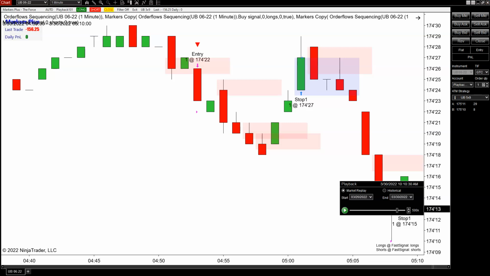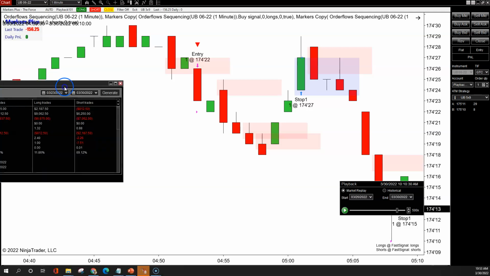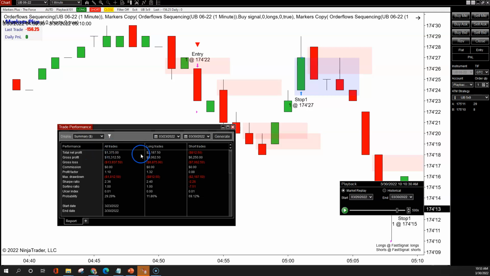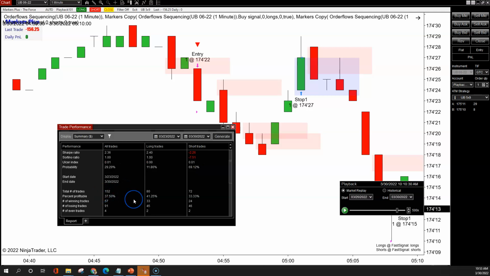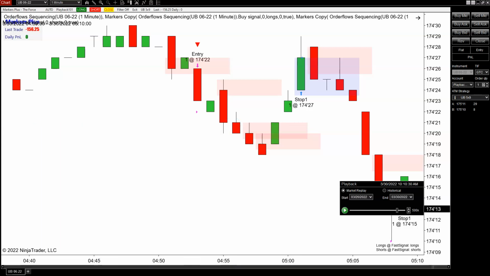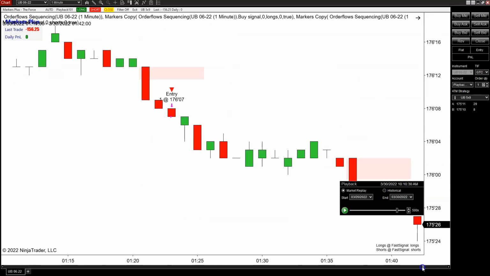Now, let's look at this trade performance, right? So total net profit for Monday, Tuesday, Wednesday so far, $1,300. Most of it came on Monday. Right now, Wednesday is kind of break even, and Tuesday was kind of break even. Obviously, a lot of trades, 152. Sharpe ratio 2.36. But some of these trades, honestly, you could have ridden out for more.